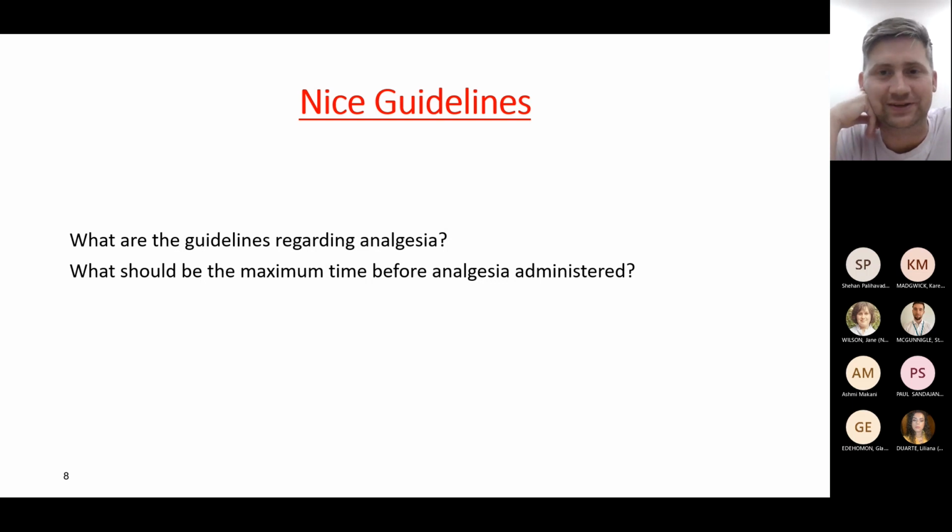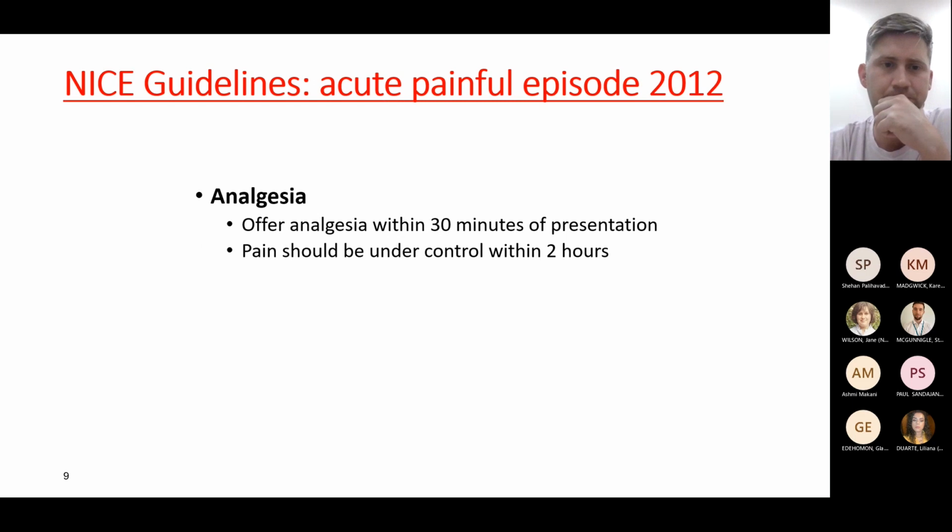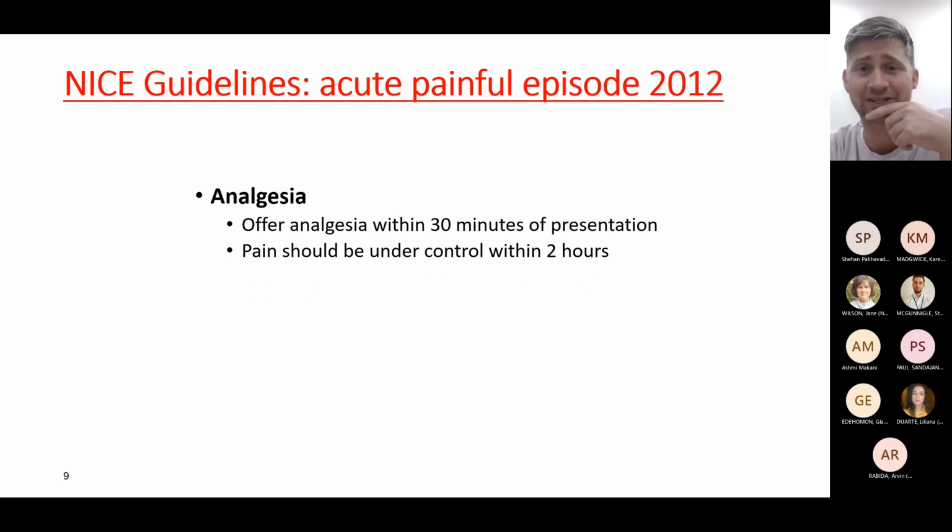So yeah, within 30 minutes of arrival, our data shows that we're doing quite poorly across London for this, which leads to increased pain, agitation, and families getting upset and angry, understandably, because they're in so much pain. So as I said, offer analgesia within 30 minutes of presentation, and pain should be under control within 2 hours, ideally.